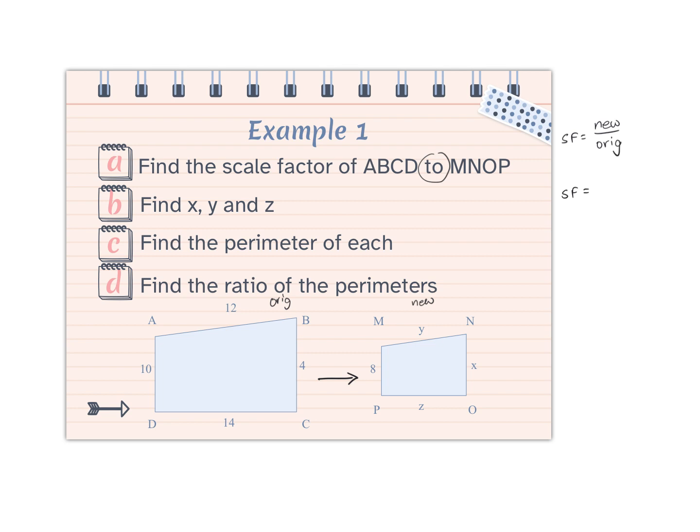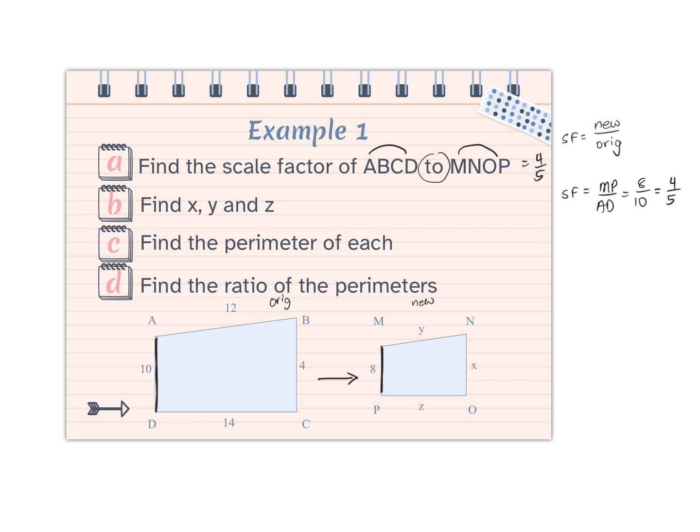So I'm going to start with, notice the only side I have in the second triangle is MP. And I know that MP, right, corresponds with AD. So that's this side. So since they go together, I know my scale factor is going to be MP over AD. MP is 8, AD is 10, and when I simplify that, I get 4/5. And so my scale factor equals 4/5.